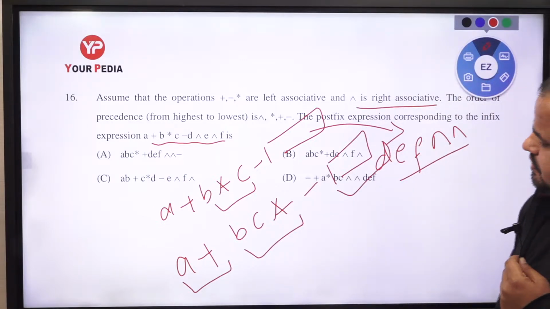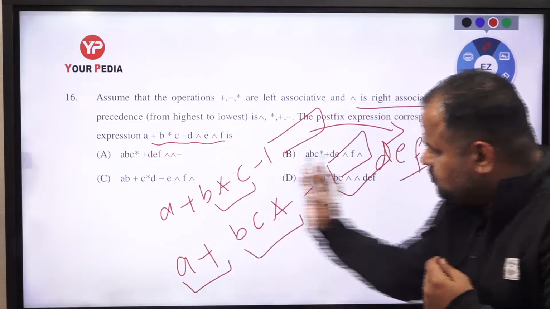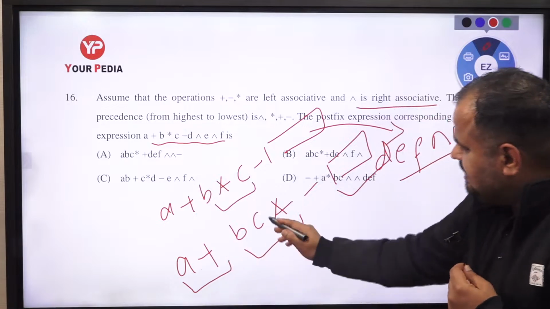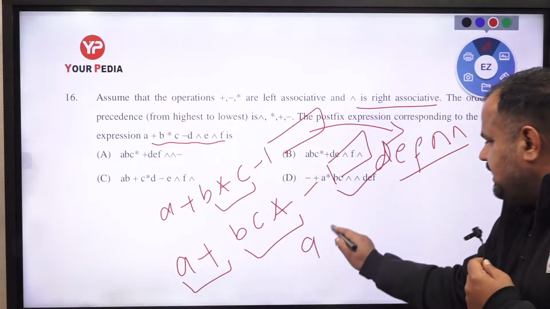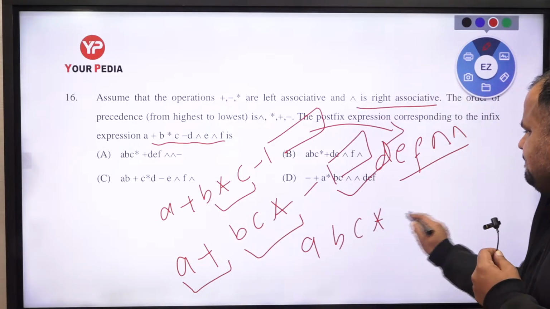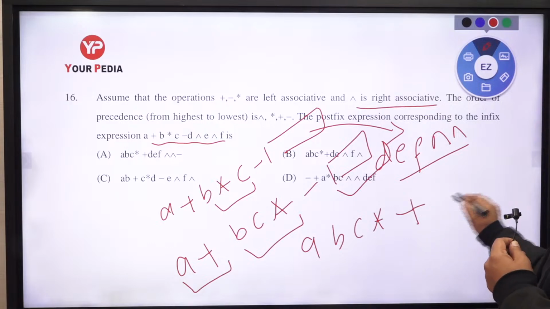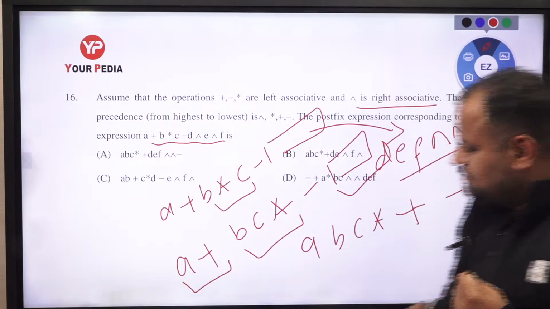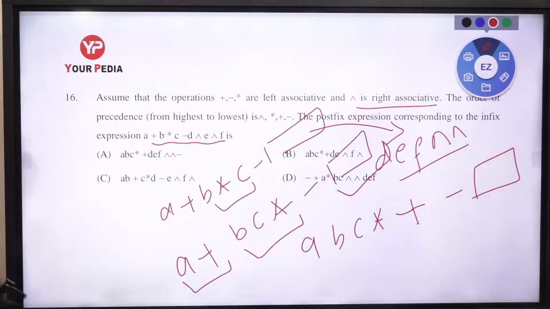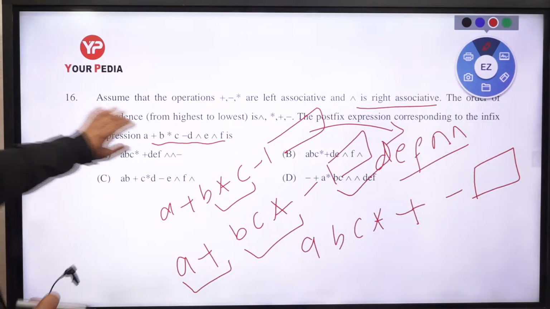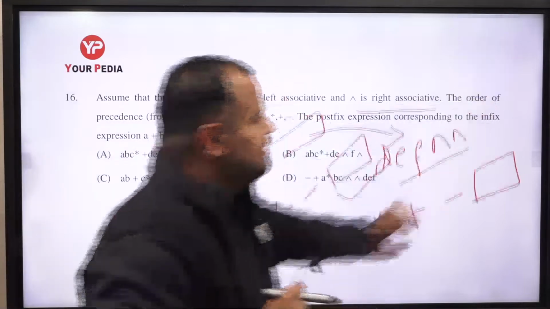Now what you have to do? Again, left to right, it means A B C star plus. So A B C star plus, then minus something. Fine. So in this way, A is the right option. A is the right option. Fine, my dear students, A is the right option. Very good.